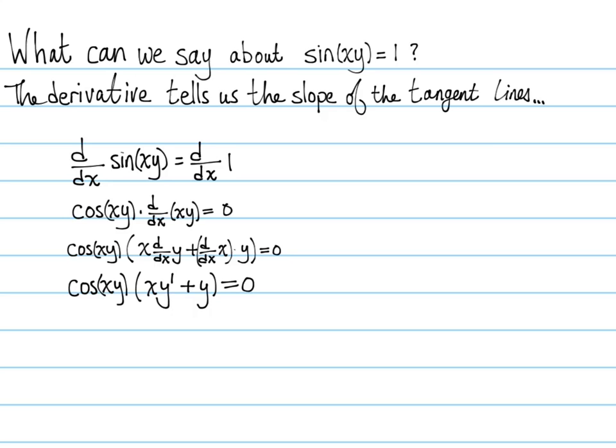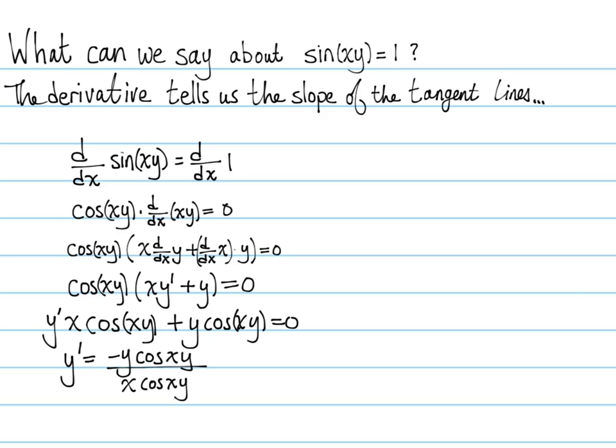Now, in order to get y prime by itself, we have to multiply through by cosine xy, and then move y cosine xy to the other side, and divide by x cosine xy. Now that just equals negative y over x as long as cosine of xy is not 0. If cosine of xy is 0, then the derivative is undefined, because we'd have 0 over 0.